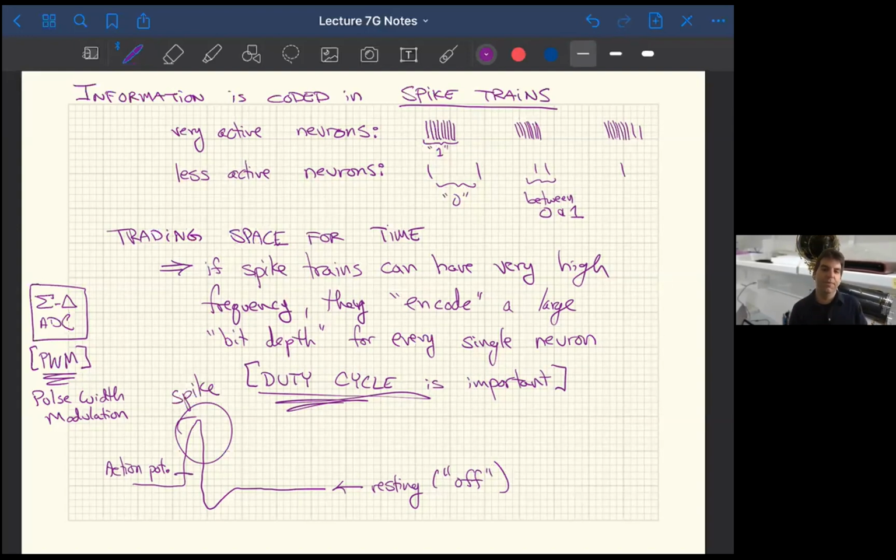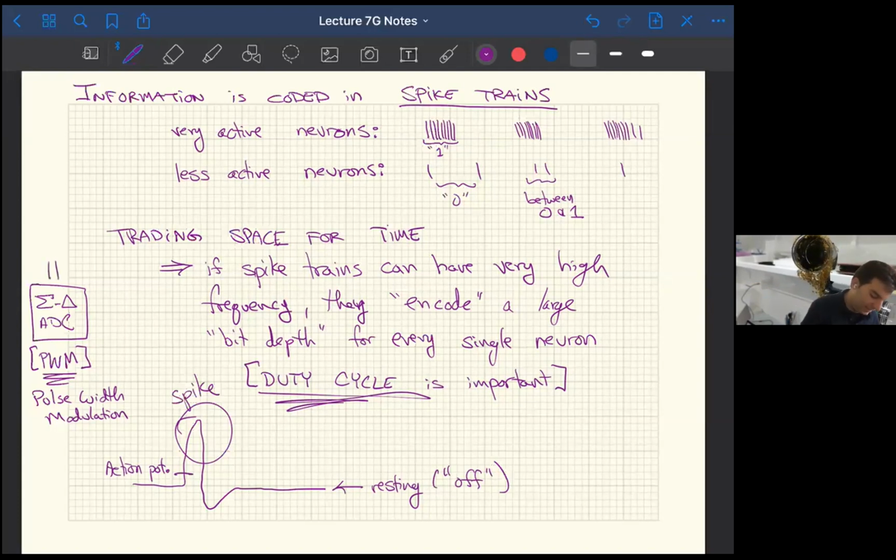So we are already familiar with this time-space trade-off. We just maybe don't think of it in terms of neurons as much, but we actually think that real neurons are sort of operating like pulse width modulated motors or sigma delta ADCs, where you only have 1 bit of digital information, but you use this feedback circuit to turn that bit on and off very, very, very rapidly.